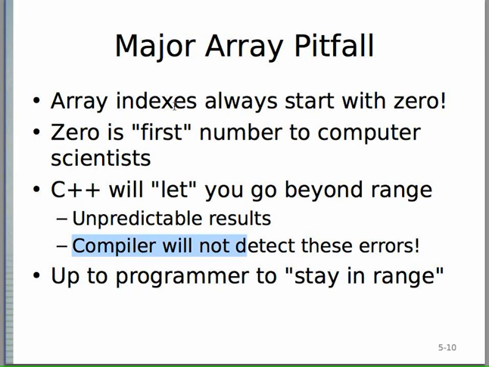Remember, this is a common pitfall to avoid in Java as well. The array indices always start with 0. So if the size of the array is 3, then you can go from 0 to 3 minus 1, which is 2. So 0 is the first number to computer scientists. For arrays, this means that you go from 0 to size minus 1, whatever the size of the array is. C++, like we saw, will let you go beyond the range, and actually so will Java.